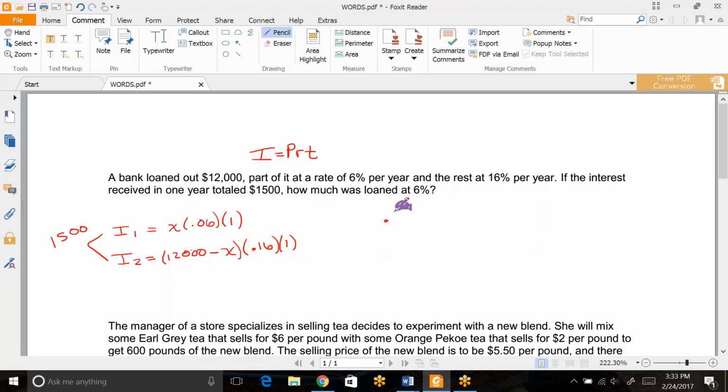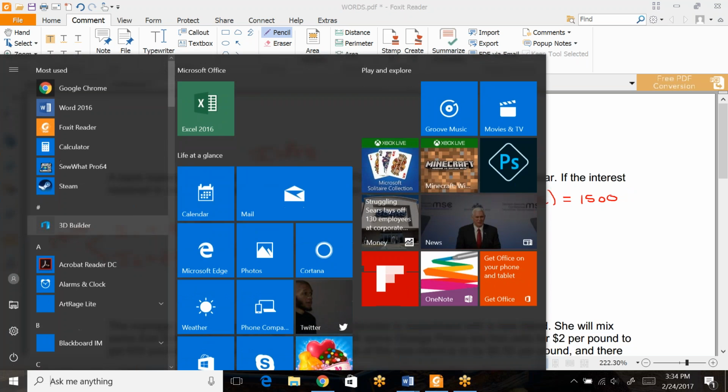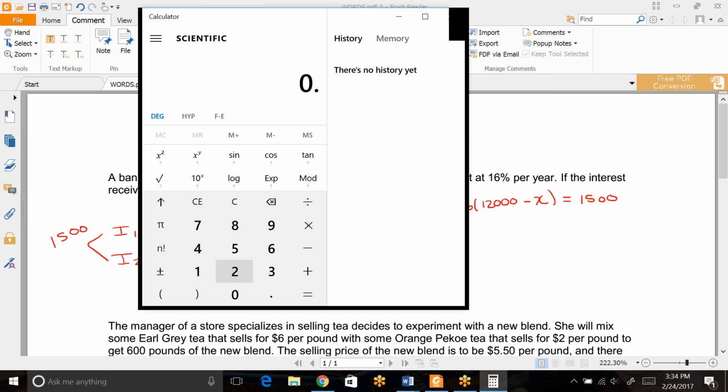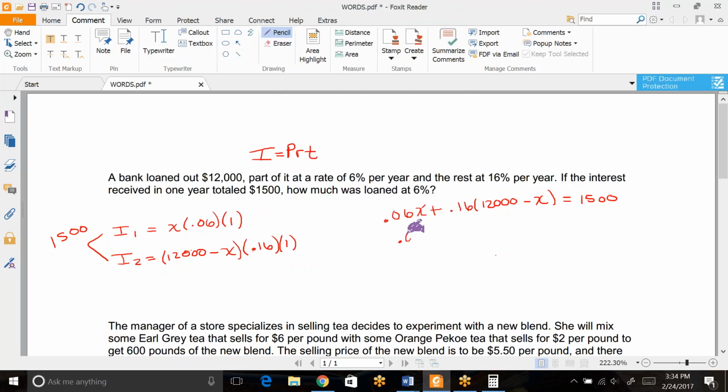So if we write this out, this is 0.06x plus 0.16 times 12,000 minus x equals 1,500. All right, we need to distribute the 0.16 to that binomial. So 0.16 times 12,000 is 1,920. So this is 0.06x plus 1920. Distribute it to the negative x, that would be negative 0.16x equals our 1,500.